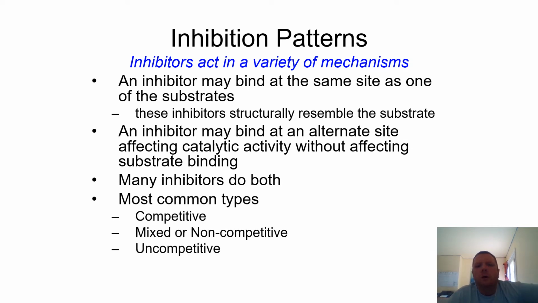Okay, all of these different examples are going to be explained in just a moment. Your most common types are a competitive inhibitor, an uncompetitive inhibitor, a mixed inhibitor, and a non-competitive inhibitor.